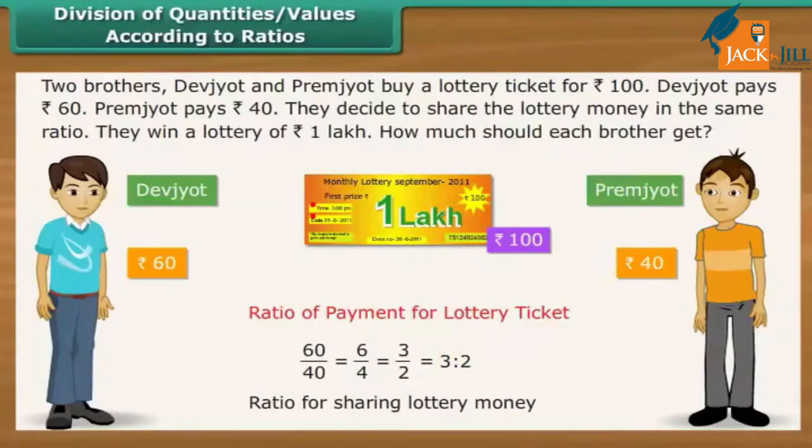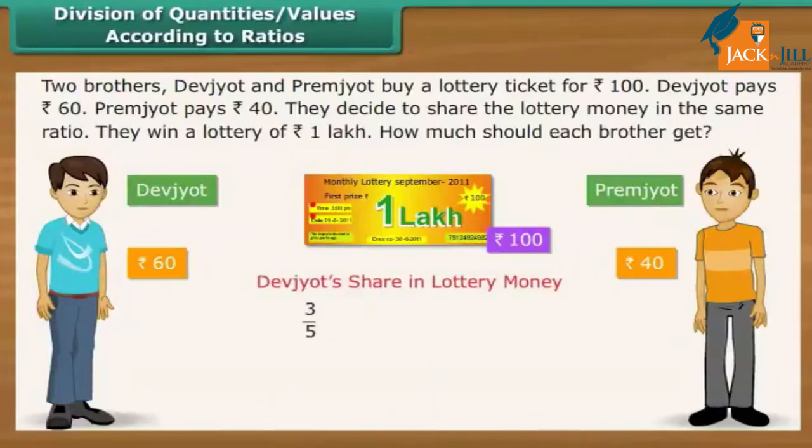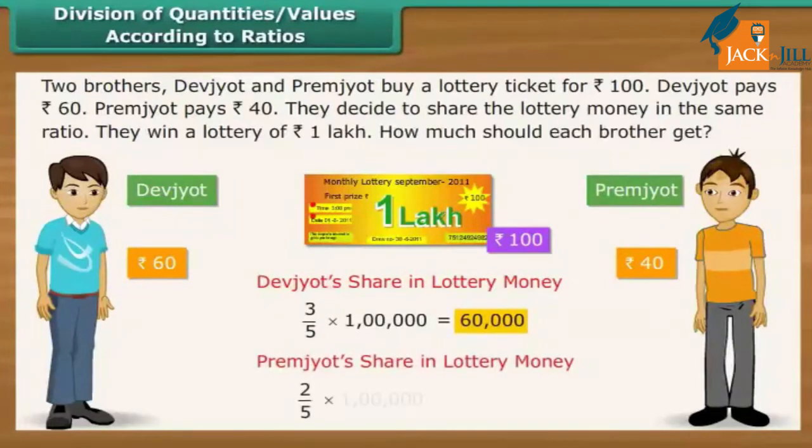Devjot and Premjot will share the lottery money in ratio 3:2. It means that out of every 5 rupees won, 3 will go to Devjot and 2 will go to Premjot. Devjot's share in the lottery of rupees 1 lakh is rupees 60,000. Premjot's share is rupees 40,000.